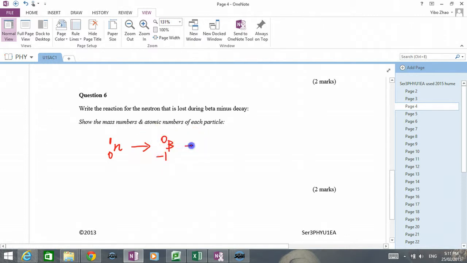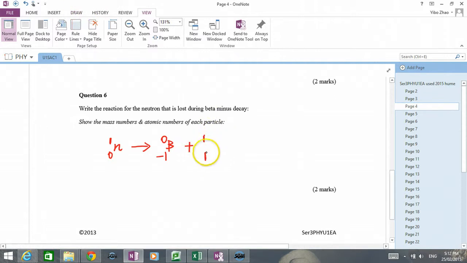Then I need to do the math. When the neutron releases a beta particle, do the math: I have -1 plus a number gives me 0. So that magical number must be 1, because 1 plus -1 gives me 0. Otherwise, the equation is not equal. Look at the mass number: 1, 0, so 0 plus 1 must give me 1. So the mass number must be 1.